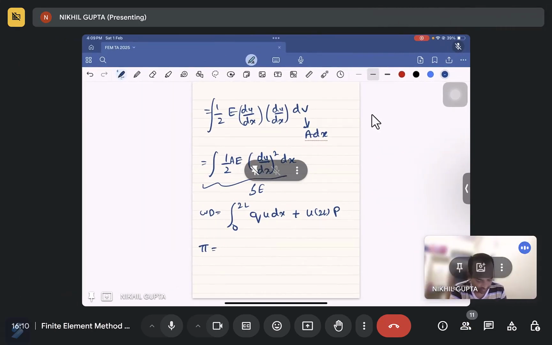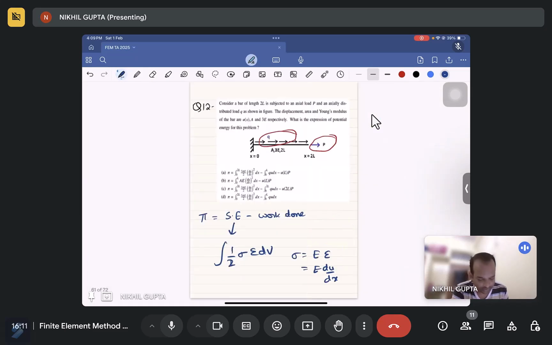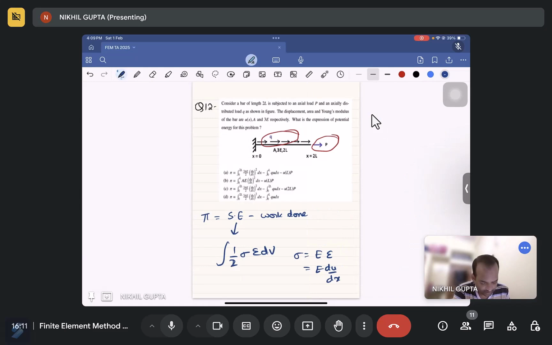Okay, so what we get is the potential energy Pi as the strain energy, which is half integral of AE (du/dx) whole square dx, minus the work done, integral from 0 to L of qu dx, minus u at 2L into P. So what are the options we have? These are the same options we are giving. So this is the solution.